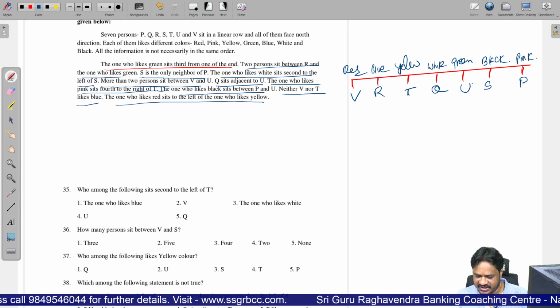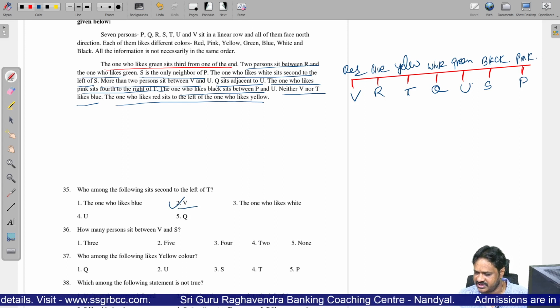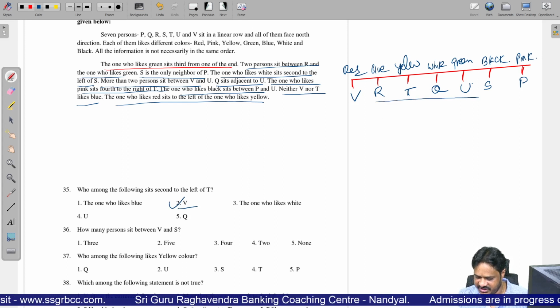Who is the second to the left of T? Second to the left of T, the person is V. Then, how many persons are there between V and S? Between V and S, there are 4 persons. Who is liking yellow color? Yellow color, the person is T.